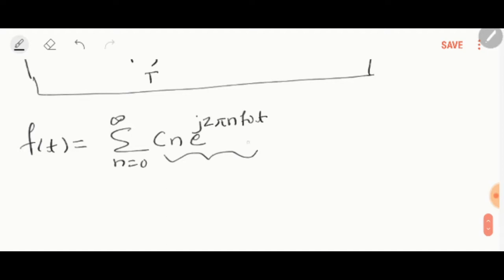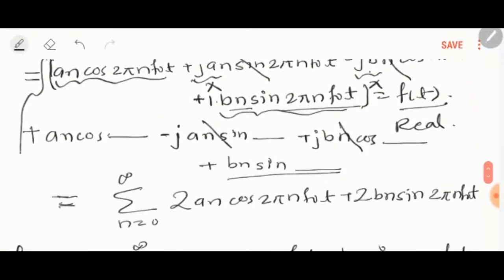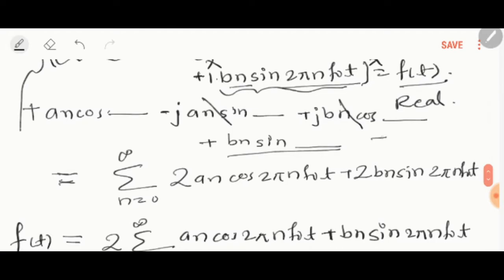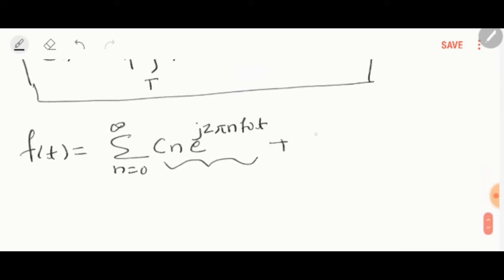So what we did earlier, if you see, we added the complex conjugate to get rid of j terms. So this complex conjugate, we have to write it separately, that is n from 0 to infinity Cn complex conjugate e to the power, j is there, so instead of j we have to write minus j for the complex conjugate, 2 pi n f naught t.